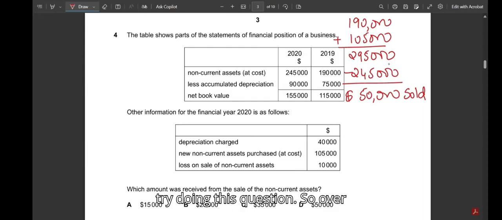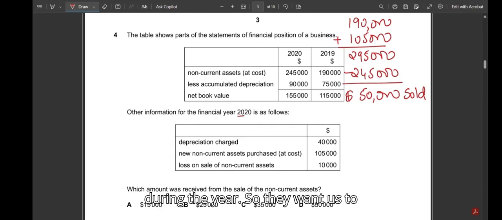Okay, so let's try doing this question. Over here, we have to start with the non-current asset. What was the cost of that non-current asset in 2019? In 2019 it was 1,90,000, plus during the year. They want us to calculate the sale of the non-current asset, so basically it's hidden and we have to calculate it. During the year you had purchased a non-current asset worth 1 lakh 5,000. So that you need to add.